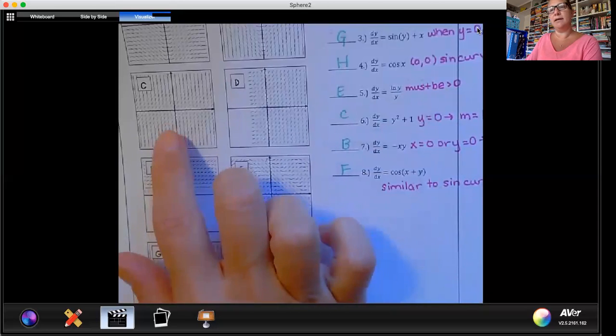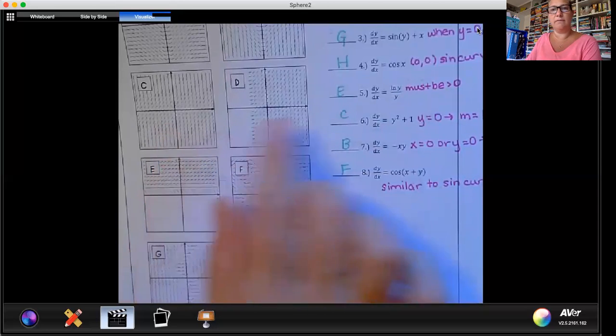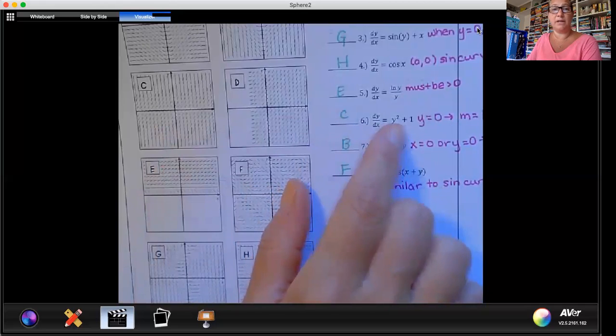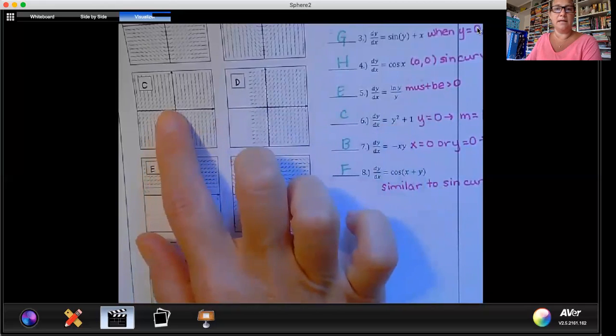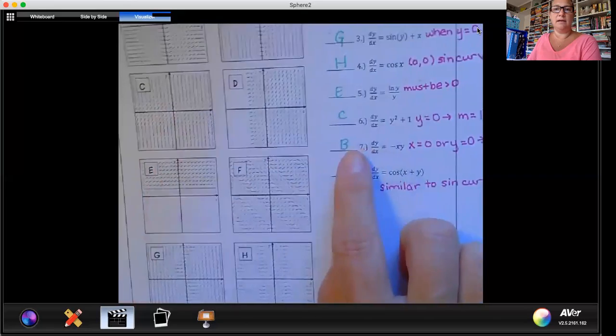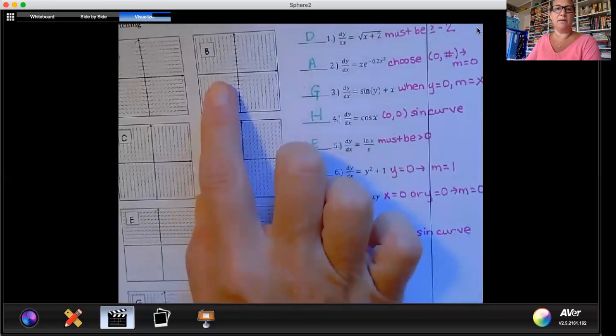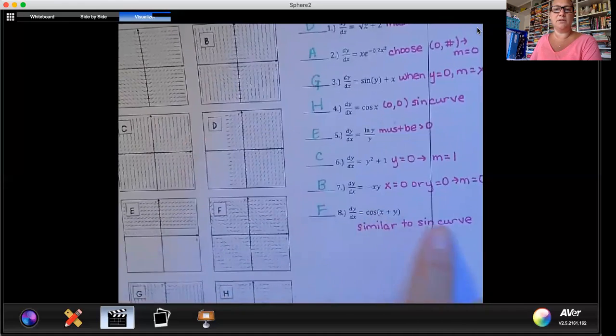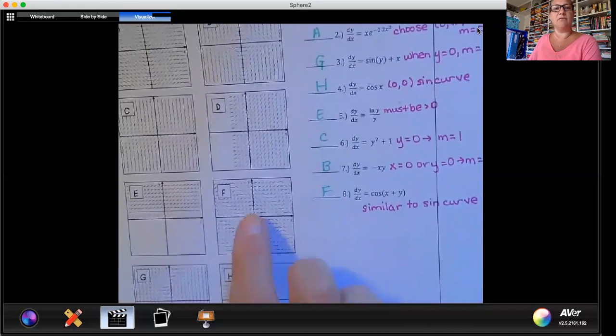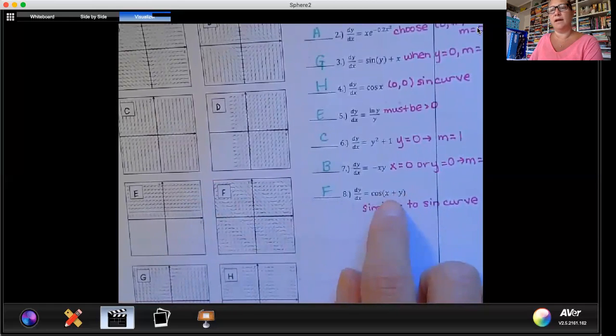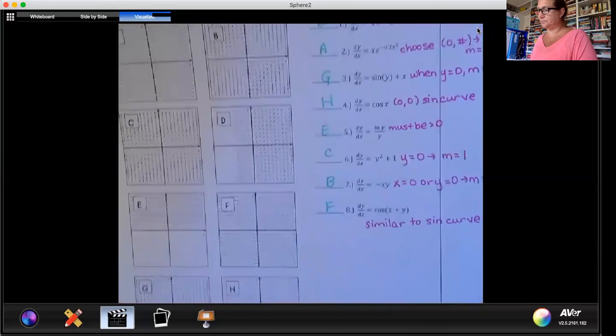6, do you remember me talking about C being a cubic curve? The antiderivative of a square is a cube. So C. X is 0 or y is 0 means the slope is 0. So that one would be B. And then similar to the sine curve here would be F. Remember we talked about that? This one's similar to the sine curve, but it had those parallel slopes. That would be because of the angle of cosine here.